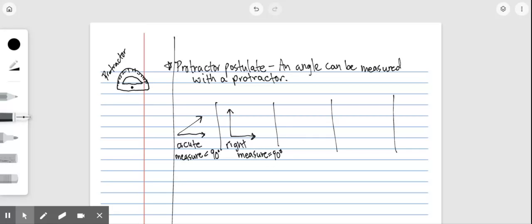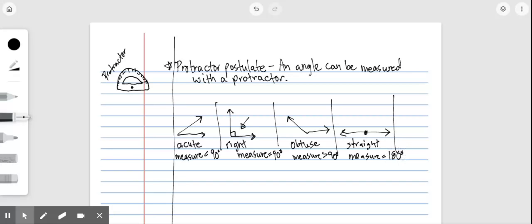The thing about the right angle is it has to have this little box in the corner to indicate that it's a right angle. And then we've got an obtuse angle, and its measure is, you guessed it, greater than 90 degrees. And then we have a straight angle, which is basically just a line, or 2 opposite rays. This is a straight angle, and the measure of a straight angle is always 180.